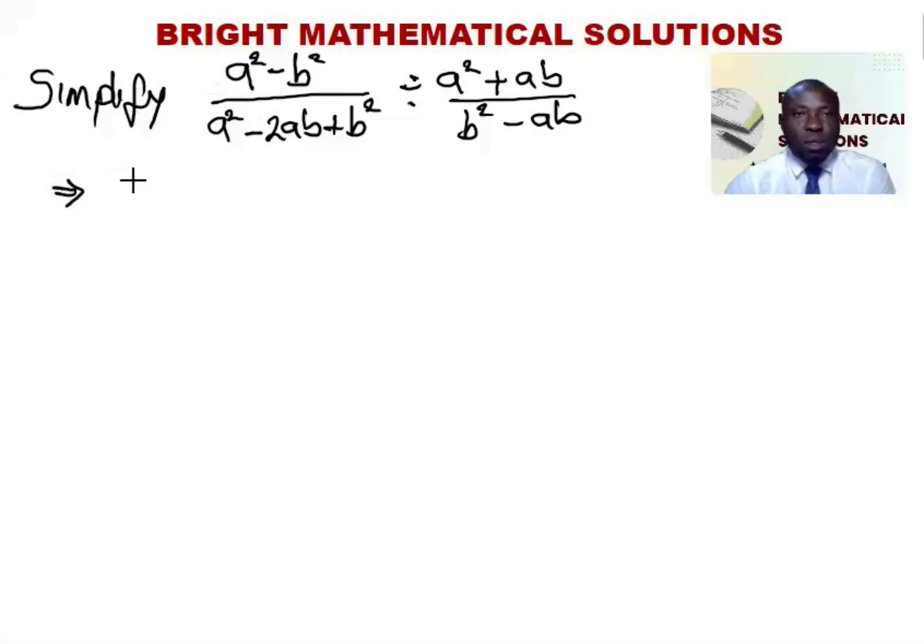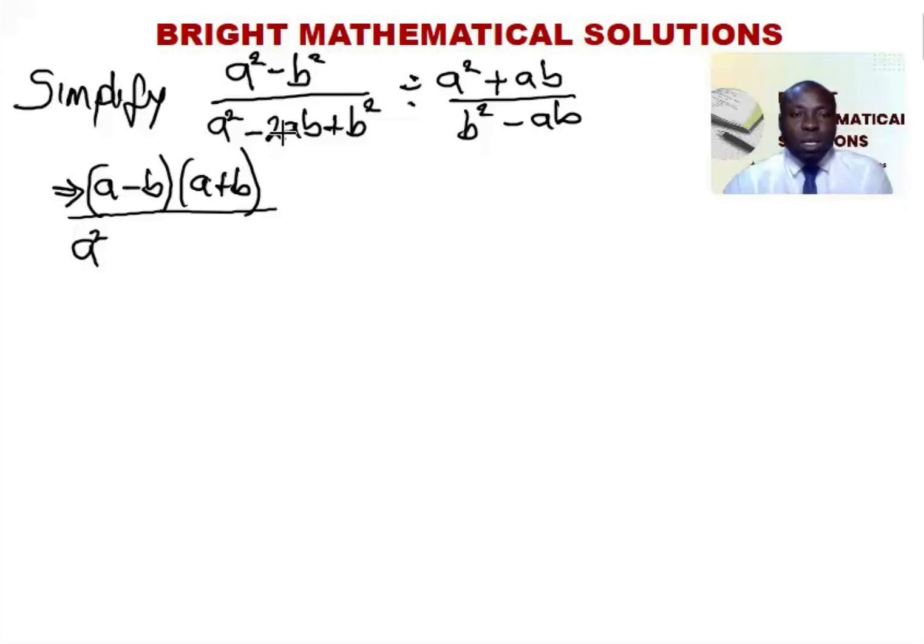The numerator becomes (a minus b)(a plus b), because this is a difference of two squares. Now to the denominator, we need to factor this one as well. Let's factor a square minus 2ab, that means minus ab minus ab plus b square. I want us to follow it step by step so that we can actually understand the concept.